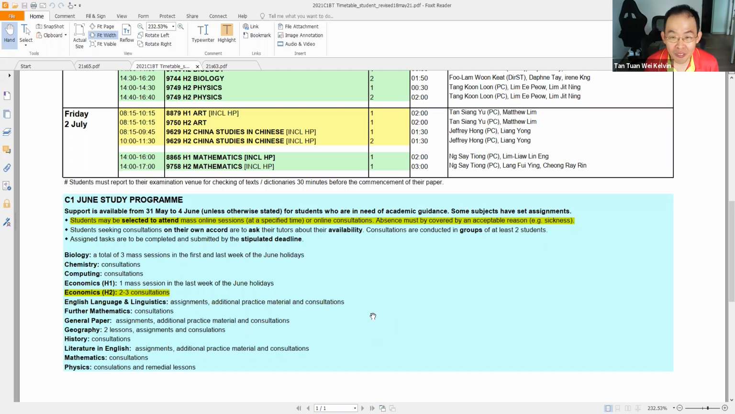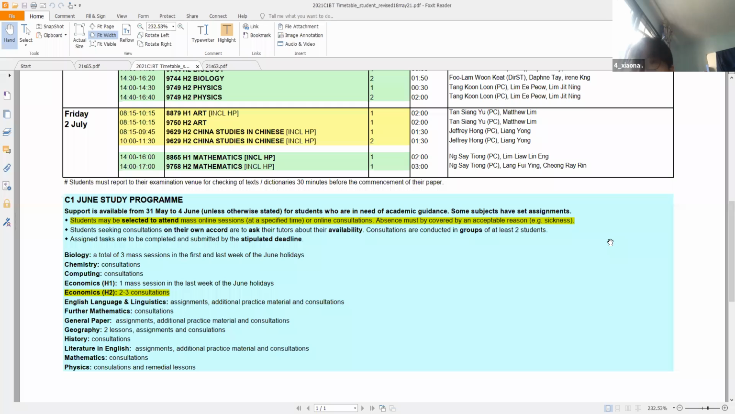For the two of you, you must attend the session. I'll give you a Zoom link afterwards. If you are not able to, you have to have an acceptable reason, ideally a medical cert. So take note of what I highlighted here: absence must be covered by an acceptable reason.